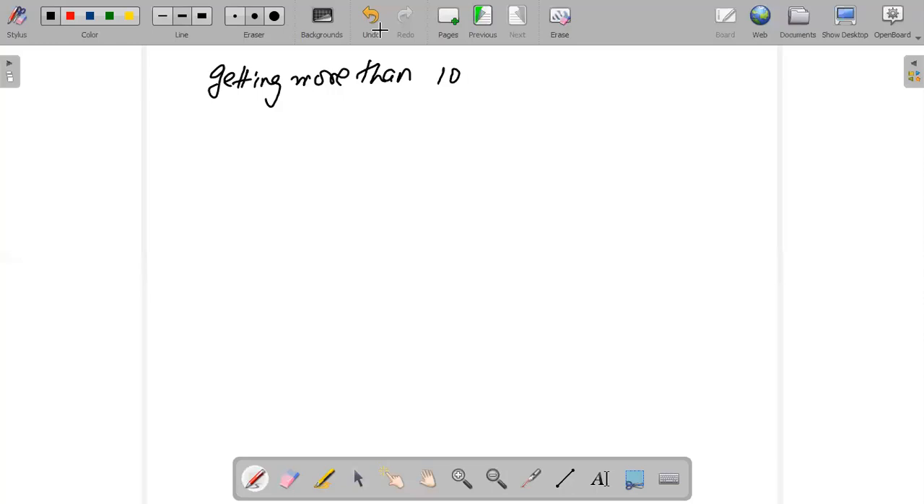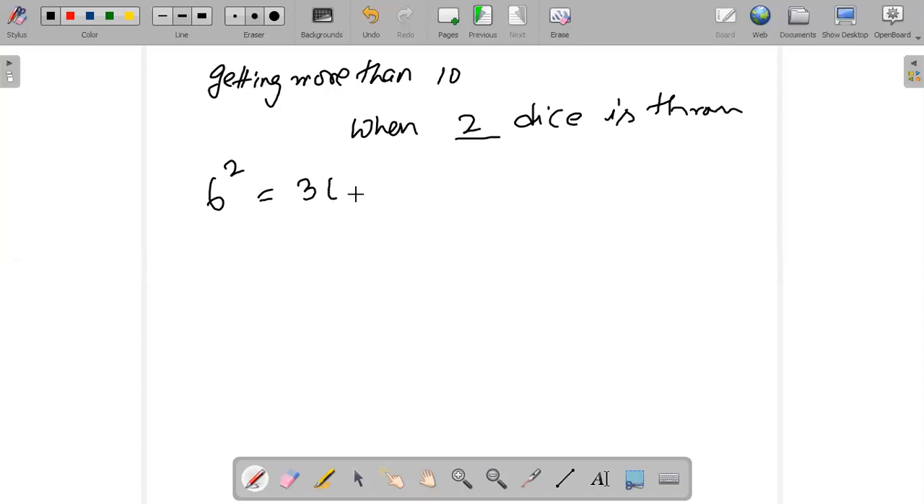So this is the probability of getting more than 10 when two dice are thrown simultaneously. Here a die has 6 faces, so when you consider 2 dice, it is 36. So n is 36.